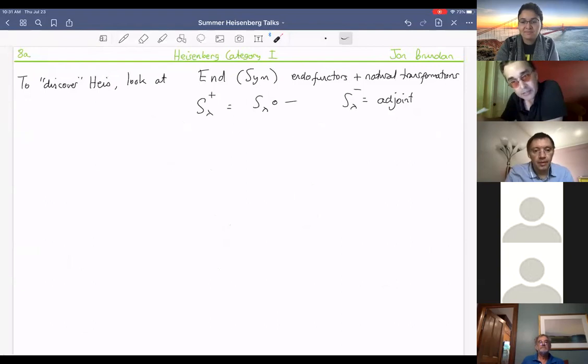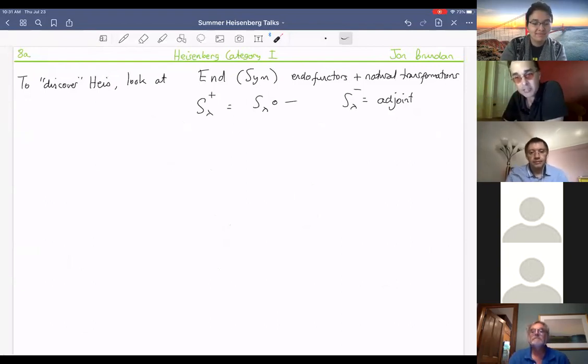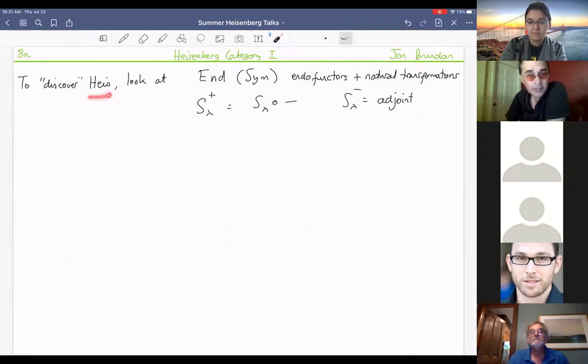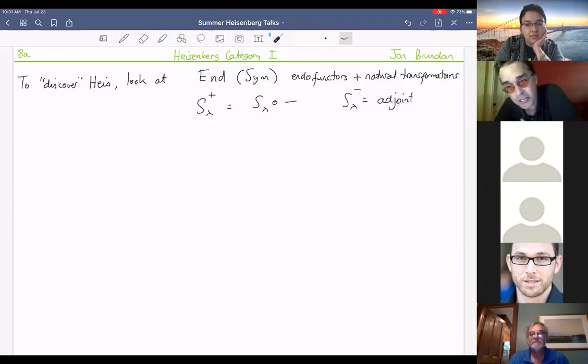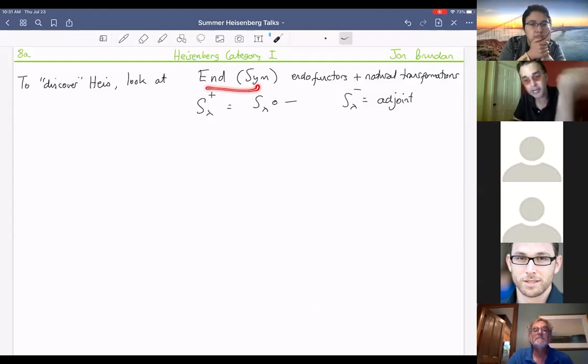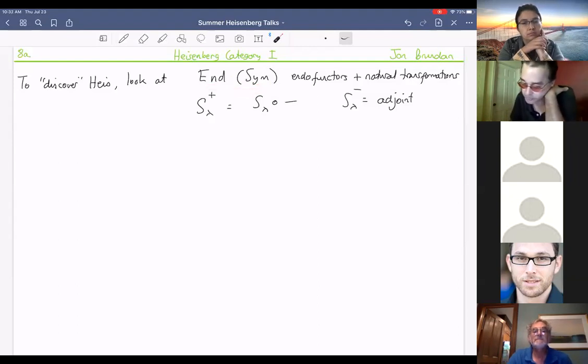So now we want to find what acts on this symmetric category Sym, and that's going to be this Heisenberg category, capital H Heis. To find out what that is, we should think about what acts on the symmetric category. So if you have any category, you can look at the strict monoidal category of endofunctors and natural transformations. That's what we're looking at here, for the symmetric category. What functors act on Sym? What are the natural transformations between those functors?